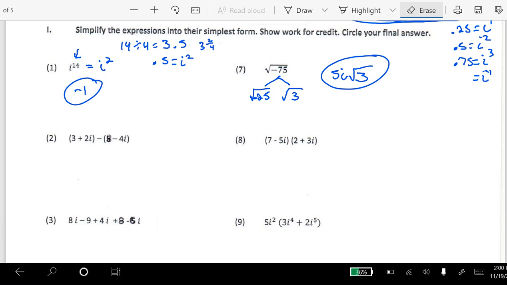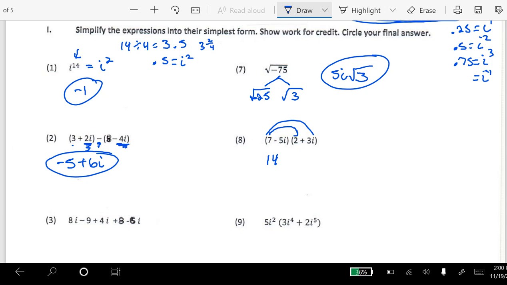So for number 2, this is simply subtraction. So it's 3 minus 8. That's going to be a -5. And then it's 2 minus a -4. Minus a minus is a plus, so that becomes plus 6i. For number 8, we have to distribute the 7. 7 times 2 is 14. 7 times 3i is 21i.